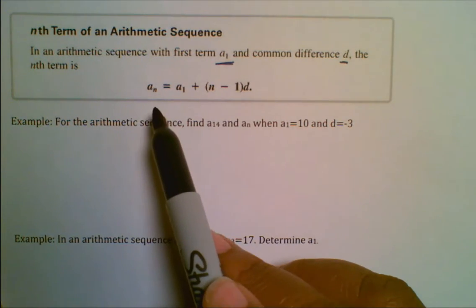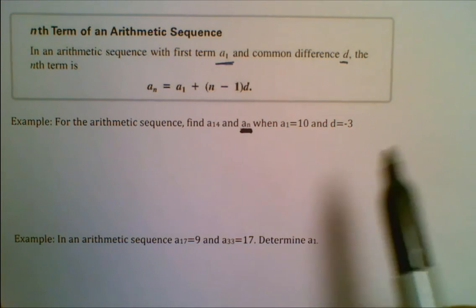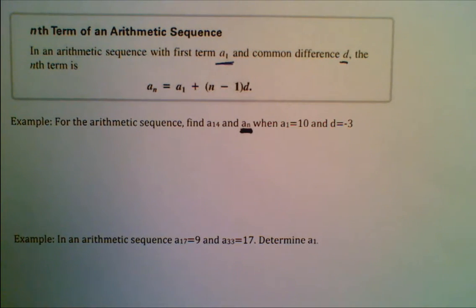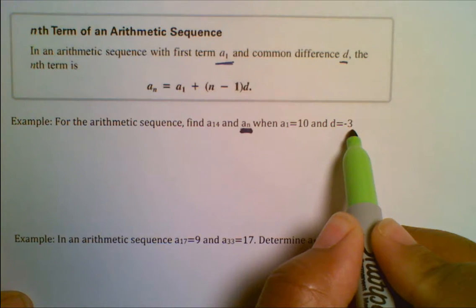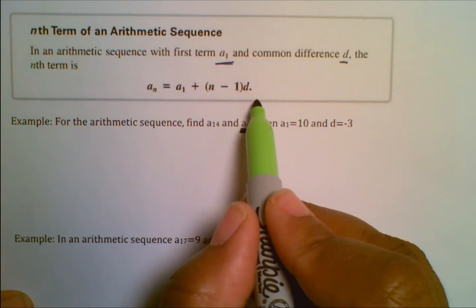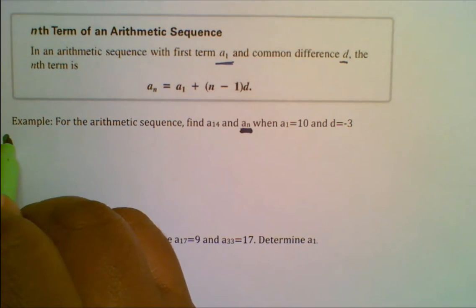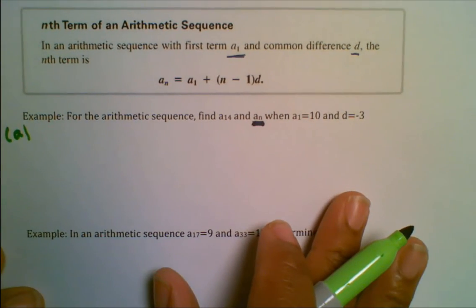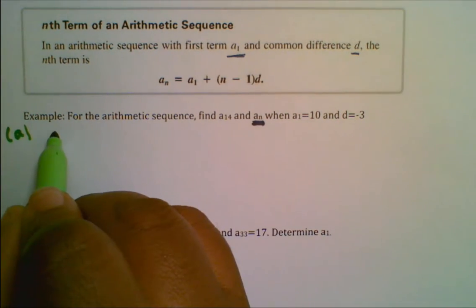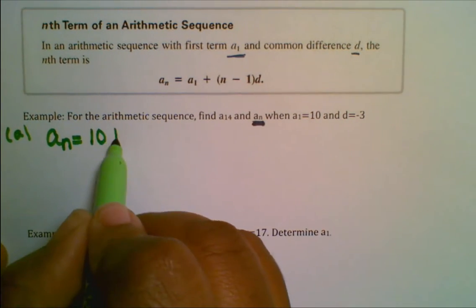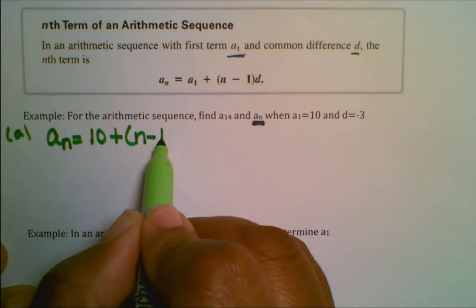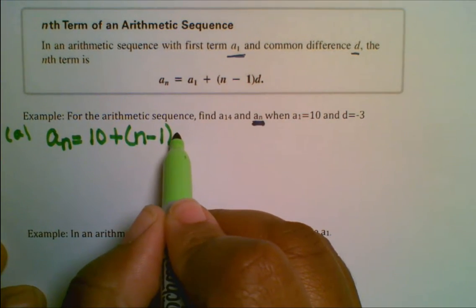But first it's asking us to find a sub n. So let's do that. To do so, we're going to plug in 10 for a sub 1 and -3 for d. The first part, I'm going to label as a. We have a sub n is equal to 10 plus n minus 1 times -3.